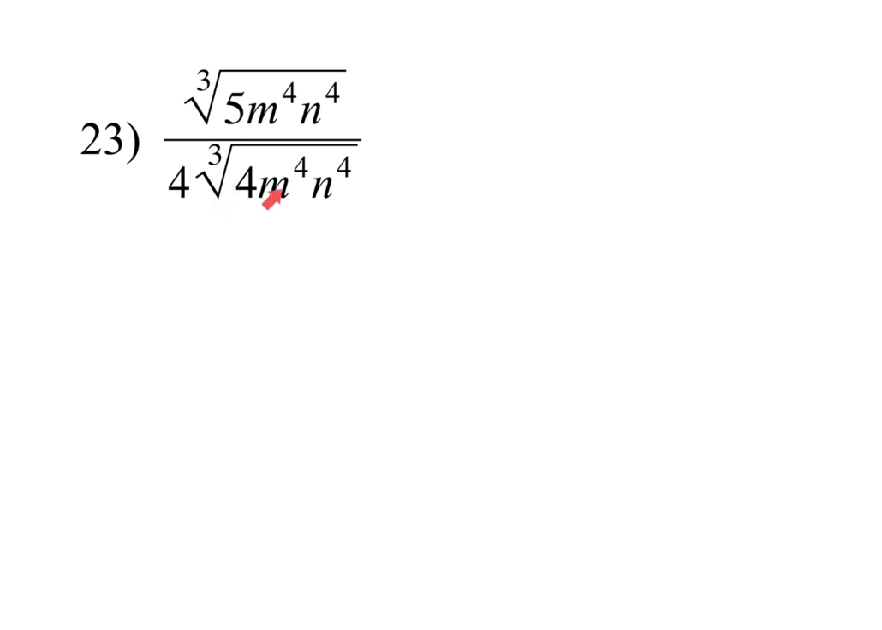M to the 4, M to the 4. Those straight up cancel. It's 1 over 1. So those are going to cancel to 1 over 1. N to the 4th over N to the 4th also cancel to 1 over 1. So already I have simplified this to the 3rd root of 5 over 4 cubed root of 4.